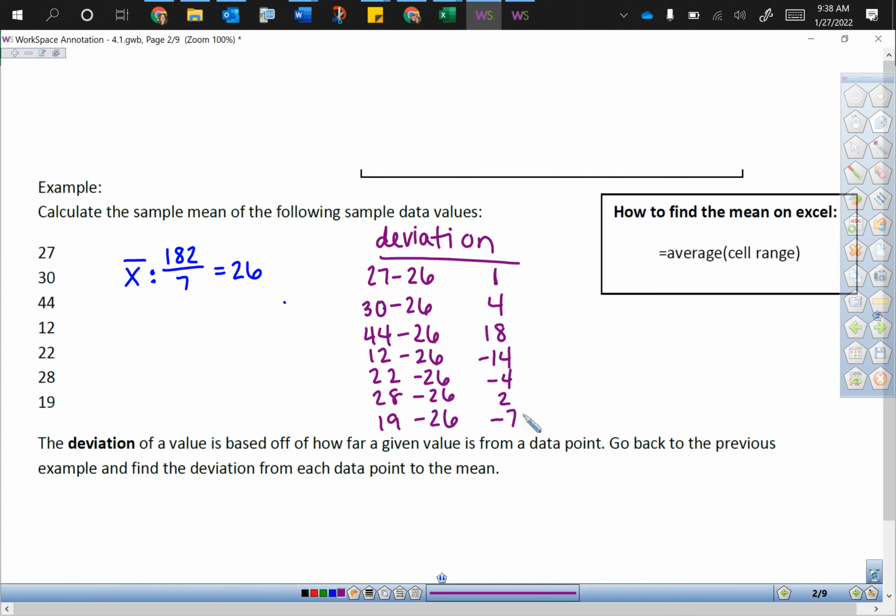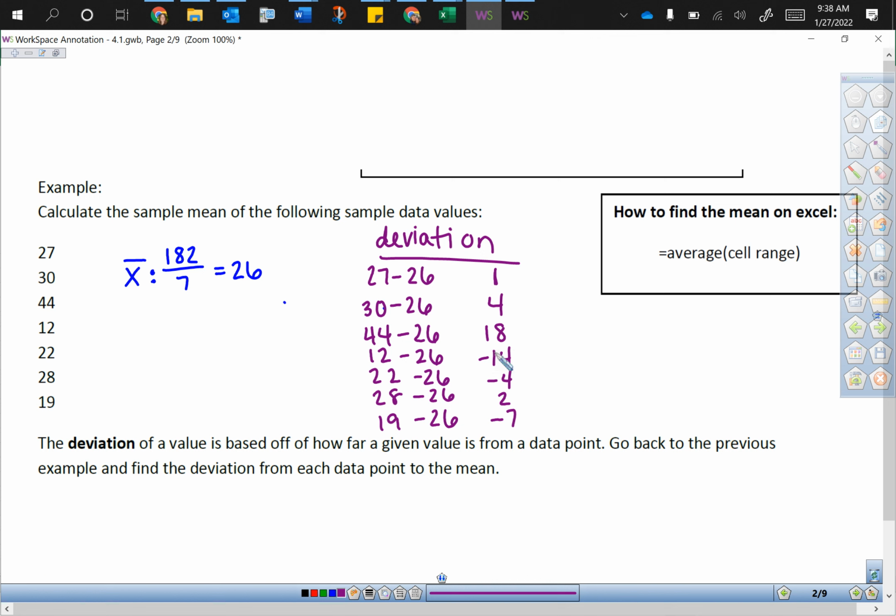Now when you're done, you're going to have a bunch of different numbers. It's important that you understand how to read these numbers and what they mean. If you have a positive 1, that means that data value is only 1 more than my mean. 4 means it's 4 more than my mean. 18 means it's 18 more than my mean. Negative 14 means it's below. It's 14 units below my mean. So it shows you how close or how far away each one of our data values is from our average. Is that okay? It shows you the deviation of our sample.